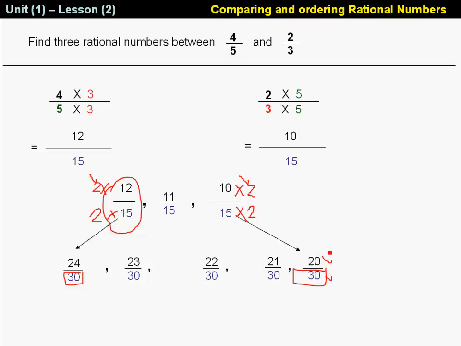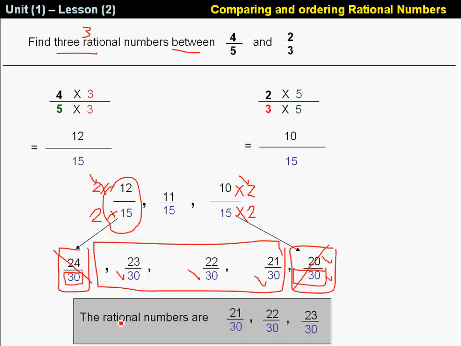So between these two rational numbers, don't count this and this. How many rational numbers do we have? 1, 2, 3. And he asked for 3 rational numbers between, so this is the solution. We will write the rational numbers are 21 over 30, 22 over 30, and 23 over 30. That is all. It is very easy.